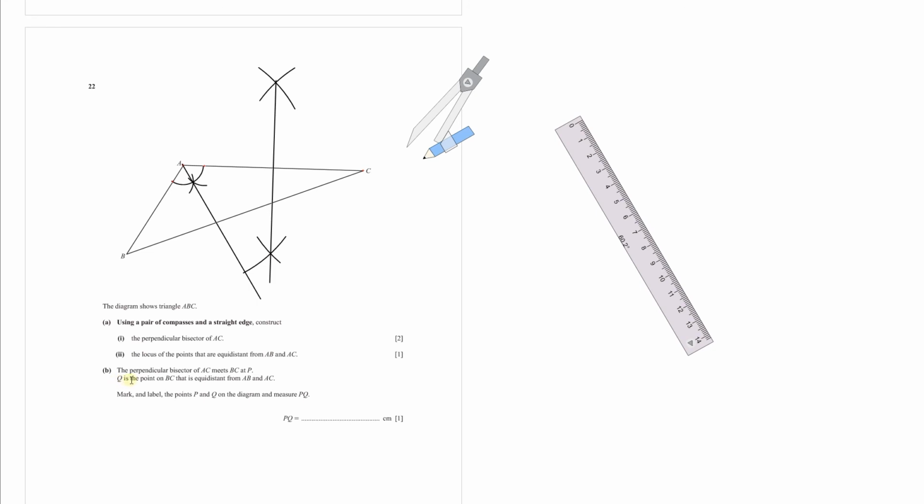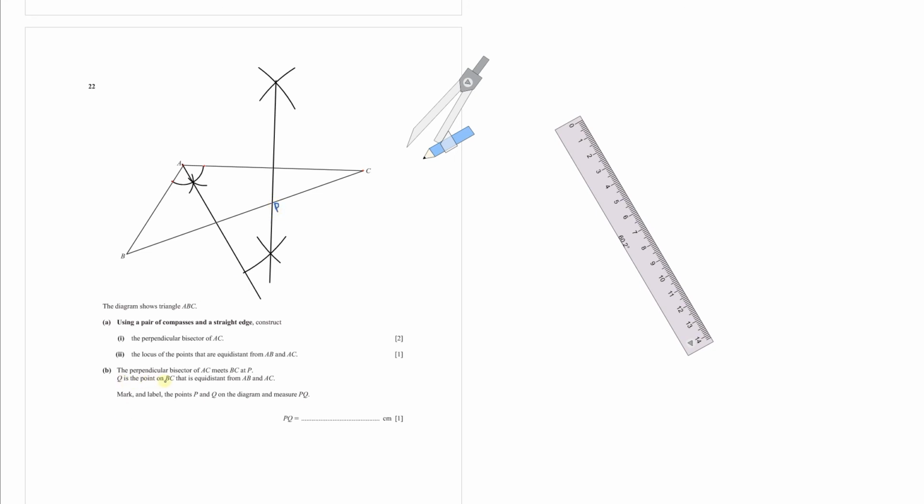The next part is the perpendicular bisector of AC meets BC at P. So this perpendicular bisector of AC, which is this here, meets BC, which is this here. So this is the intersection of the perpendicular bisector with the line BC. This point here is P.